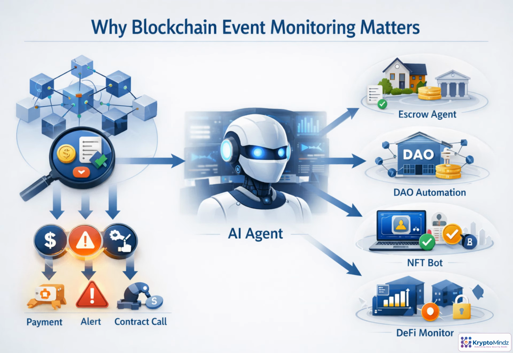Think of a blockchain as a live signal network. Deposits, proposals, mints, and transfers are recorded continuously, but on their own, they are just data. Event monitoring helps an AI agent listen for the signals that matter. When one appears, the agent can trigger a payment, send an alert, call a contract, or make a decision. That is what moves an agent from passive reader to active automation layer.